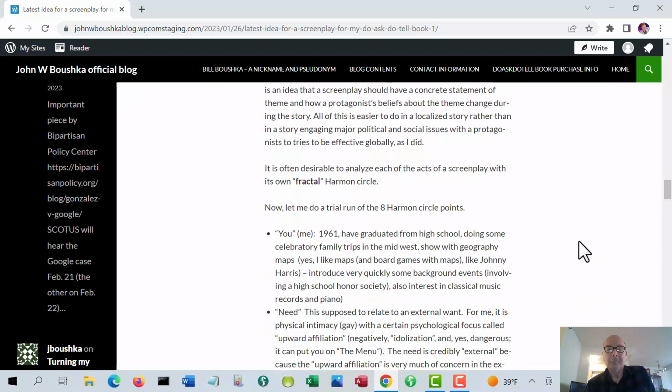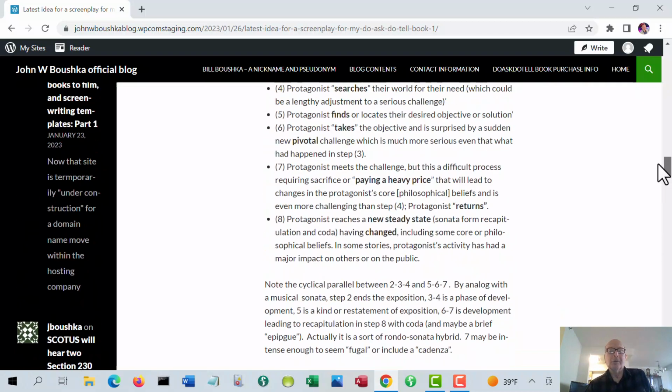It's also true that in a screenplay, you can have a Harmon Circle for each act of a screenplay, and you can break it down with self-similarity or fractalization, and then analyze the detail of each act with respect to many fine points, and have these stages within each act. So I will follow this very soon with a more detailed example of how I'm going to break down the entire screenplay for Do Ask, Do Tell, the first Do Ask, Do Tell book, and then give you some example even of how I would decompose it further.